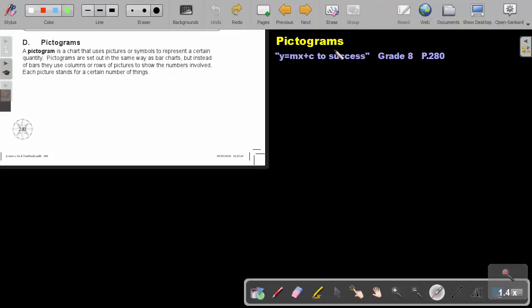Part 3, Pictograms. You will find this on page 280 in the Namibian Mathematics Grade 8 textbook, Y equals mx plus c to success. Pictograms.